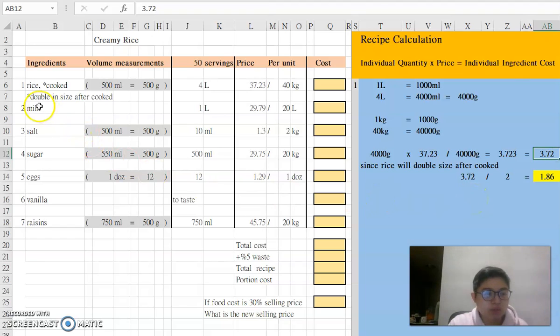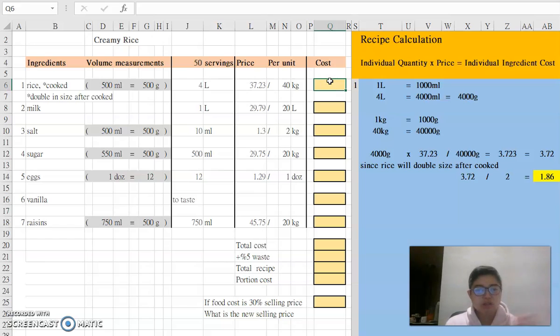And because the rice is a cooked rice, as we mentioned before, it will double in size after cooked. So we need to use the cost divided by 2, which is the answer is 1.86.